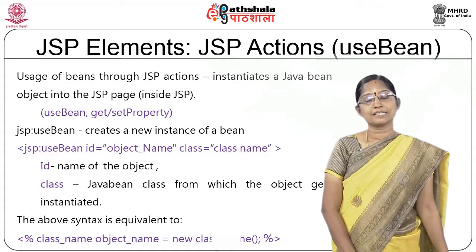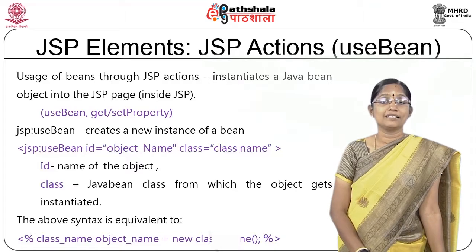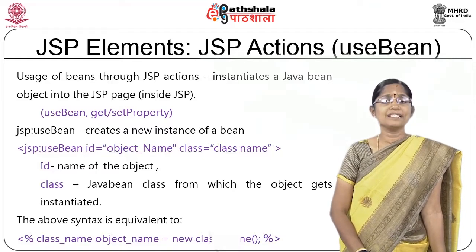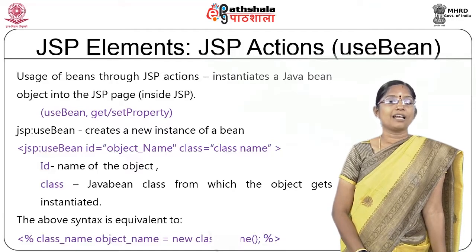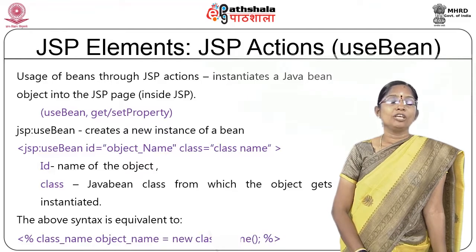Now let us look at the next action tag, that is the useBean action tag. The useBean action tag is meant only for the usage of beans through JSP actions. This tag always tries to instantiate a Java bean. Instantiating the Java bean means it is going to create an object for the Java bean class. It is going to create an object as well as embed the object into the JSP page. Along with the useBean tag, we can make use of two more tags called getProperty and setProperty.